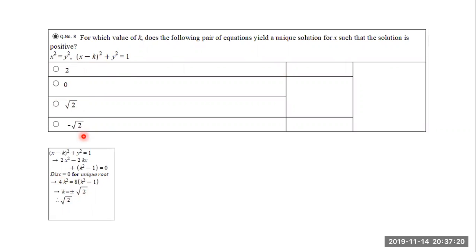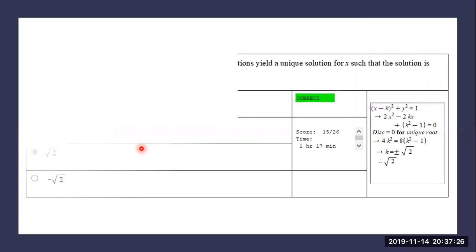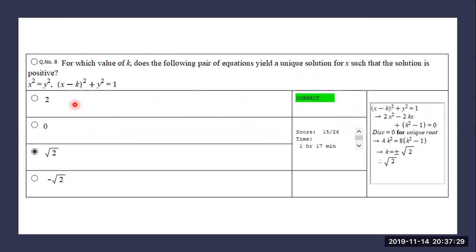So, what is the answer? Root 2. Option 3. Very good. Plus root 2. Then, for which value of k does the following pair of equations yield a unique solution? Oh, this is what we have seen.